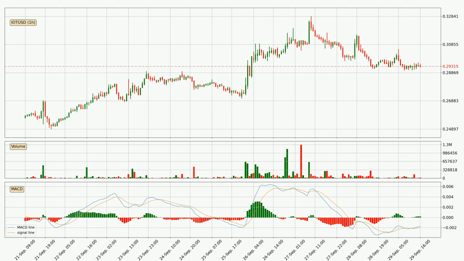Now looking at the current hourly MACD, the MACD line is above the signal line, which shows that the current trend is on the upside. Looking at the MACD histogram, we can see that the momentum is strong at the moment, and we can expect the price to continue growing or maybe at least remaining the same for some time.